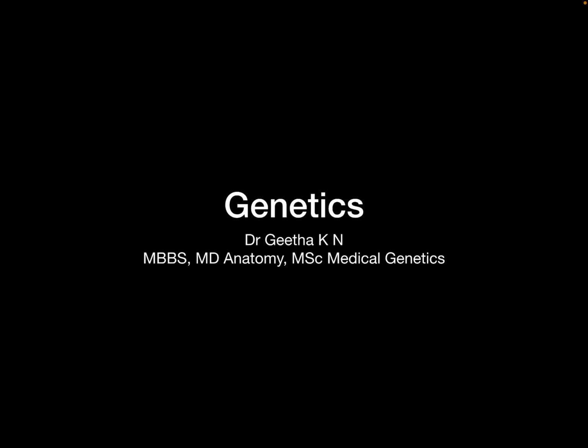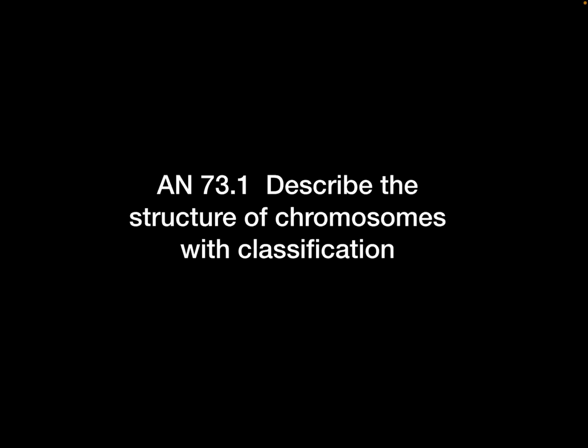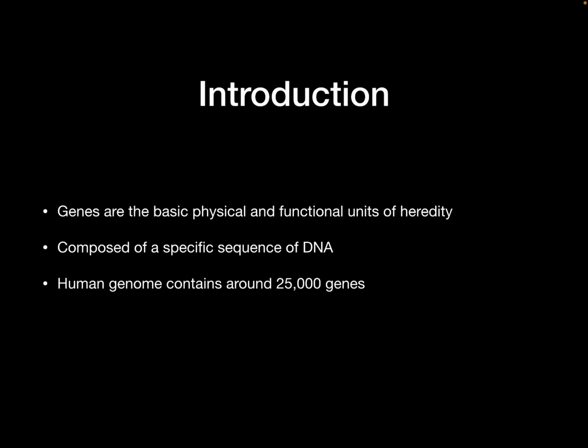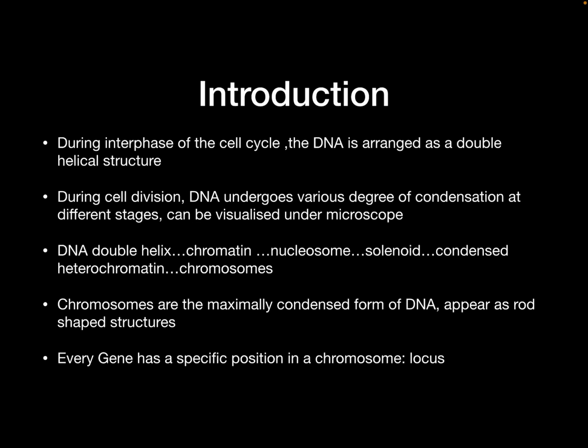The first competency under genetics is to describe the structure of chromosomes with classification. So what is a chromosome? Chromosomes are composed of genes. What are genes then? Genes are the basic physical and functional units of heredity. They are composed of a specific sequence of DNA. The human genome contains around 25,000 genes. Each gene has a specific function, so it determines a characteristic or trait.